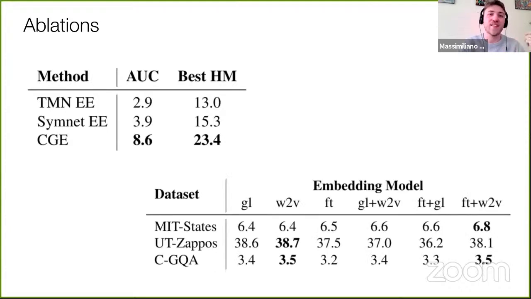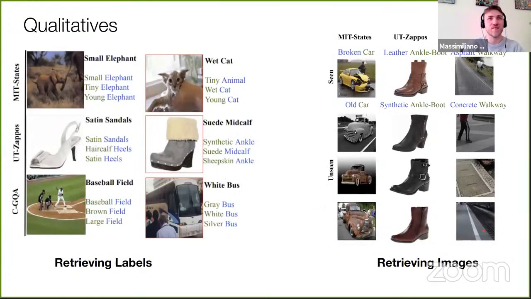Another thing is how the performance changes with respect to embeddings, and actually the power of the method is invariant with respect to the input embeddings used. At the end, word2vec was used for Zappos and C-GQA, and for mid states, the combination of fastText and word2vec.